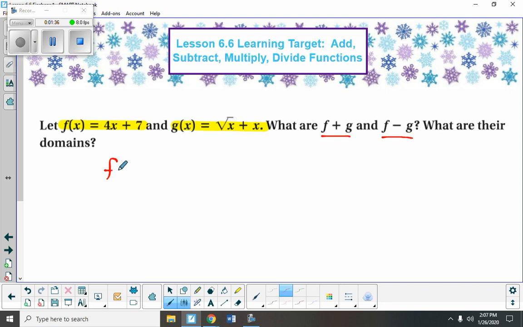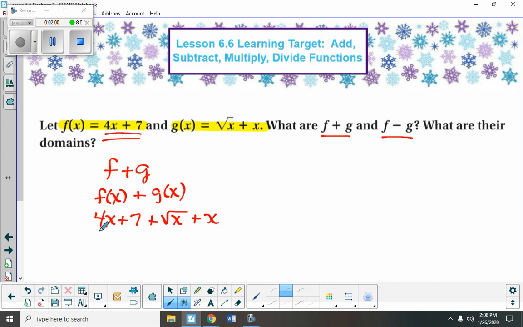So first of all, f plus g, remember that's referring to f of x plus g of x. So all we need to do is substitute in, what does f of x equal? Well, it equals 4x plus 7. Plus, what does g of x equal? It equals the square root of x plus x. And then simplify. So we have 4x and x, which is 5x, combined like terms. And then you have the square root of x and 7. So this is what f of x plus g of x is equal to.